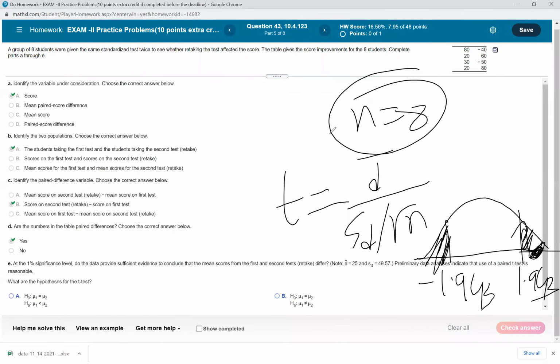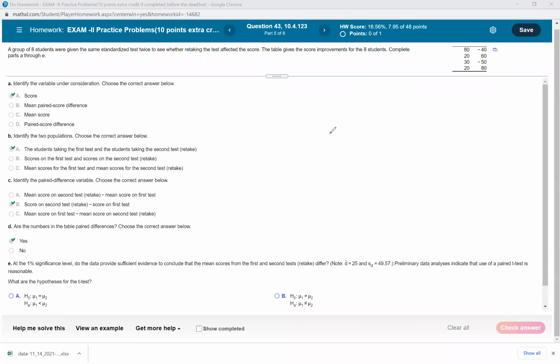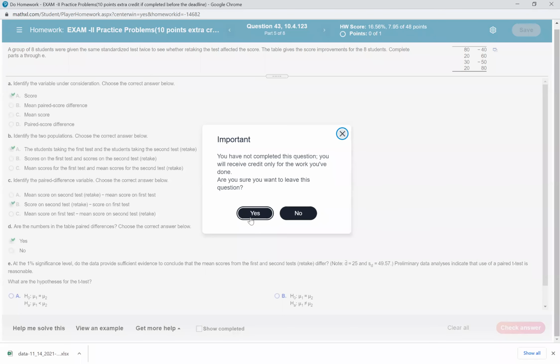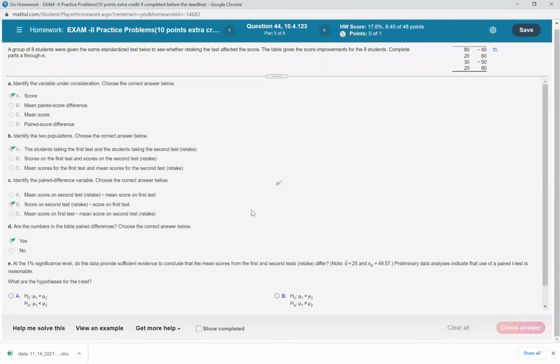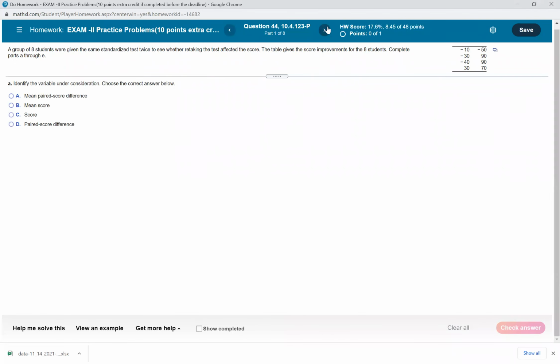Then you will calculate the test statistic, and then you will find the critical value. You'll compare the test statistic and critical value to make your decision. Okay, so the next problem is also a similar type of problem.